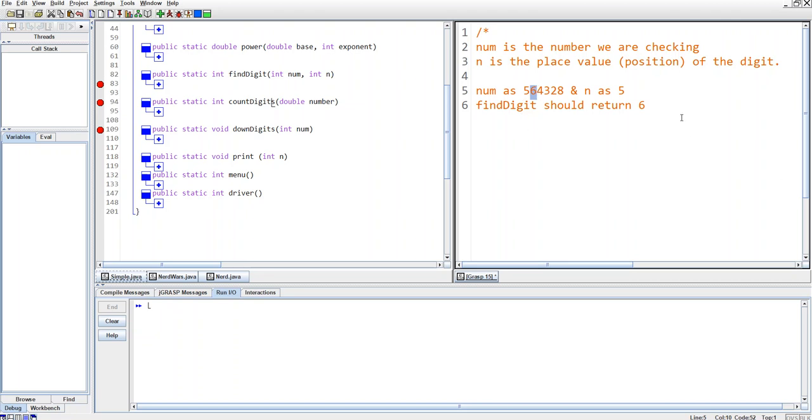All right. So understanding that, you have to figure out, if I know that I want the 6 in this number, how is it that I can access that value? We're given this number 564,328, and I want to be able to access that 6, but I don't know how to get to it. It's stuck in the middle of this number. So you have to figure out how to make it more accessible when something's in the middle.